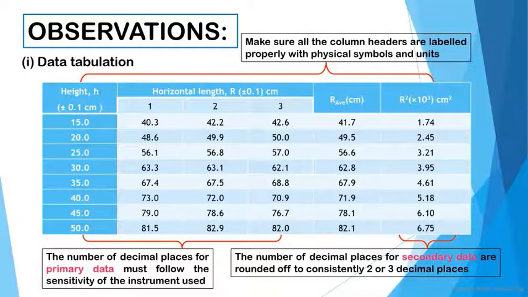Observations. Data tabulation. Make sure all the column headers are labeled properly with the physical symbols and units. The number of decimal places for primary data must follow the sensitivity of the instrument used. The number of decimal places for secondary data are rounded off to consistently 2 or 3 decimal places.